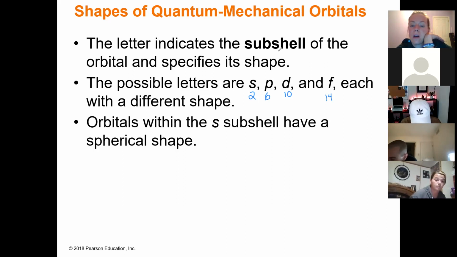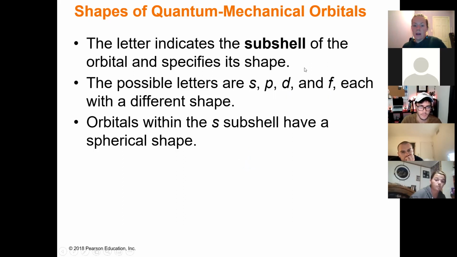So what's the difference between the 1s and the 2s? Both of them are spheres because they're S's. Both of them can hold 2 electrons. The 2 is just going to be farther away from the nucleus.